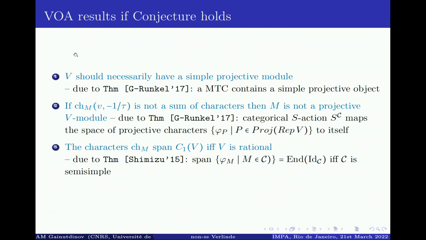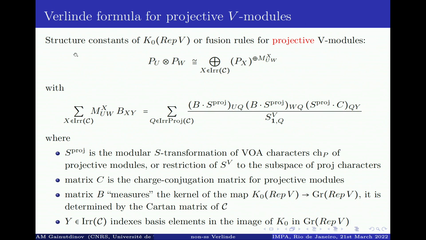This is also due to my theorem with Ingo that the categorical S action maps the space of projective characters to itself. So the usual characters are not closed under S transformation, but the characters of projective objects are closed. And also, the characters span the space of torus one-point functions if and only if V is rational. This is due to a theorem of Shimizu. Okay, that was the formula for N_UVW.